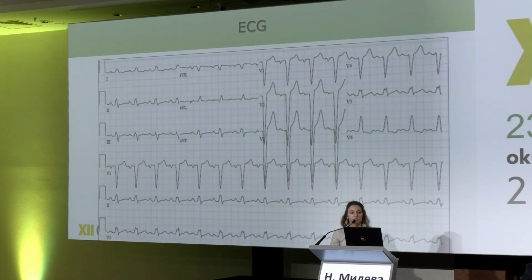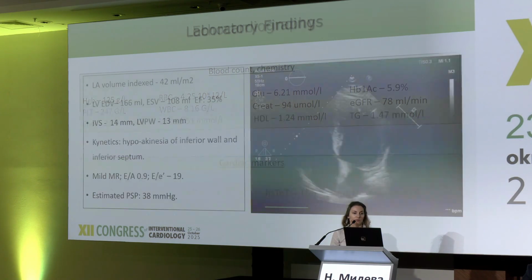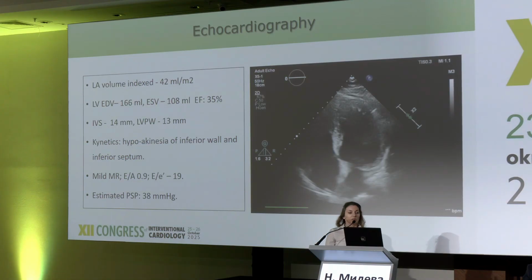On the ECG, we saw that he had a left bundle branch block. From laboratory findings, there was nothing specific, a not very well controlled lipid profile, and a little bit higher glucose. When we did the echocardiography, we saw a dilated left atrium, dilated left ventricle with lower ejection fraction, and some kinetic disturbances on the inferior wall and inferior septum, which were correlating with the history of inferior STEMI.